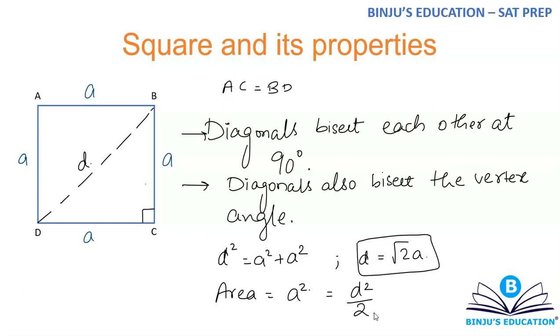Out of the four, square is the only regular polygon, because it has all sides equal and all angles equal. In case of rhombus, sides are equal but angles are not. In case of rectangle, angles are equal but sides are not. Okay, this is the difference. Alright, let's move on to the next one, that is a trapezium.